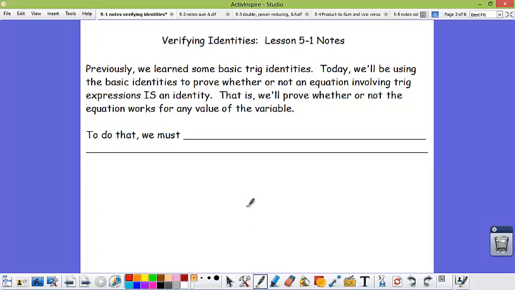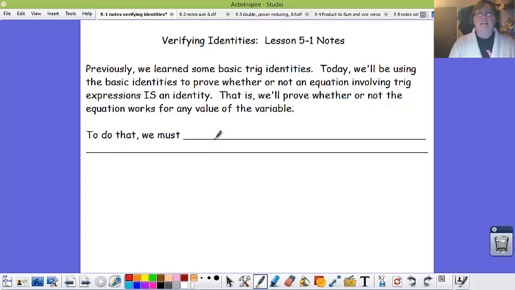We're going to begin today talking about some trig identities, and we've already learned a little bit about some of the basic trig identities, which will refresh your memory on those in a few minutes. But today we're going to be using what we already know to prove whether or not some equation that has trig expressions is an identity.